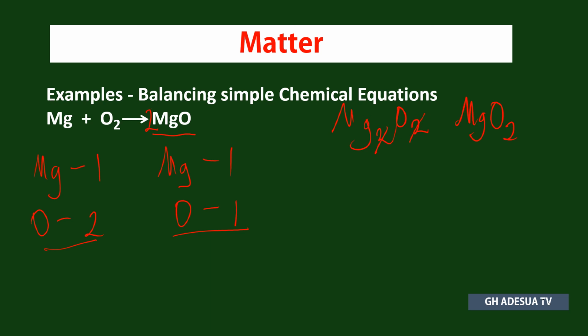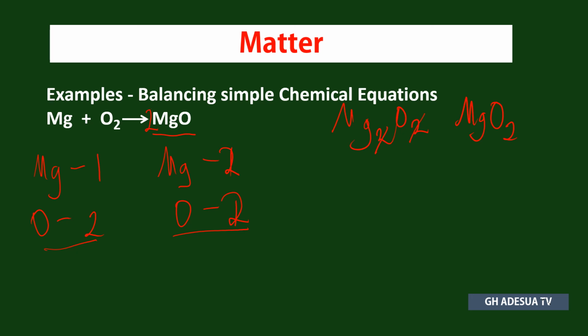Now when you put a 2 there, that 2 affects everything. So Mg, which was originally 1, now becomes 2, and oxygen, which was originally 1, also becomes 2. Now oxygen on the left hand side and on the right hand side is sorted out. However, you realize that magnesium is 1 on the left and magnesium is 2 on the right. If this is the situation, then we will need to increase the magnesium on the left to 2.